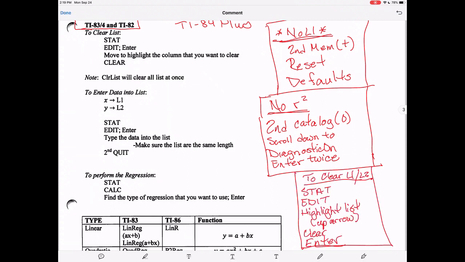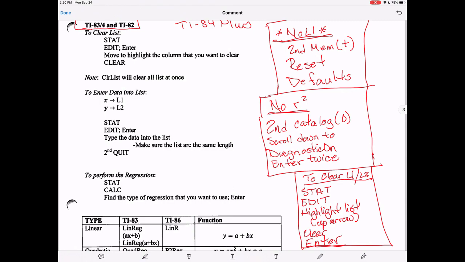Under no circumstances whatsoever do you ever hit delete when you have a list highlighted. That will delete your list. That is how your L1 got deleted. If that happens, you go to second memory reset defaults. If L2 gets deleted, go to second memory reset defaults. Okay? Do not hit delete when you have a list highlighted.